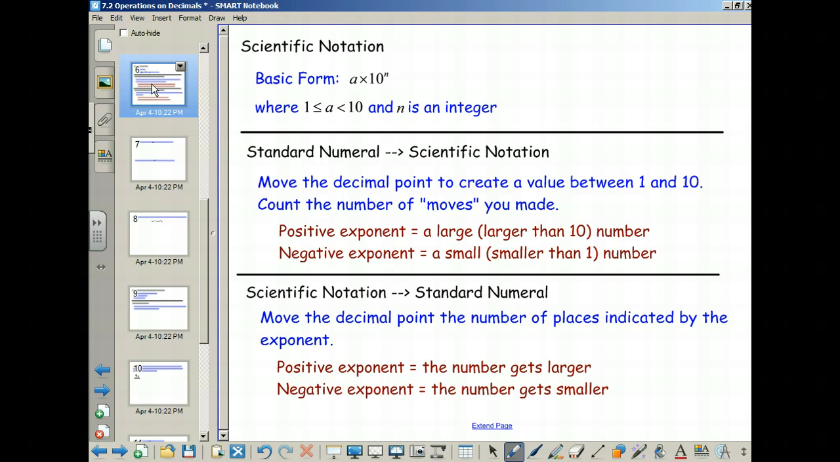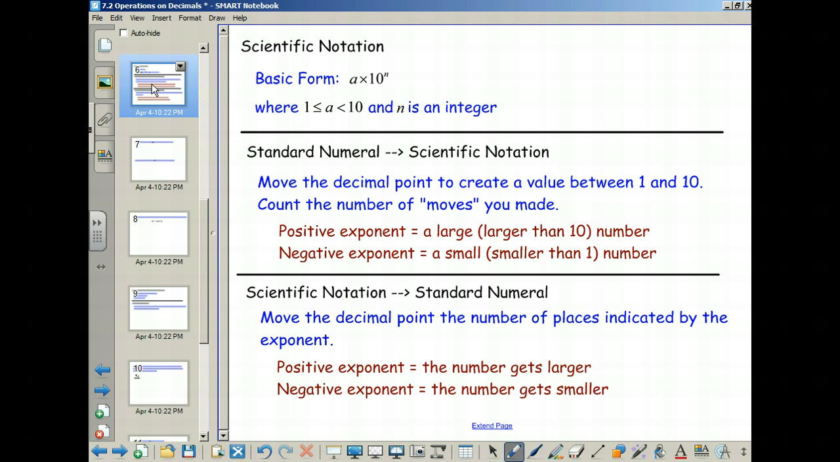How to go back and forth. So let's talk about the standard one first. We go from standard, that's our numeral, into scientific notation. Our goal is to take our number, however it is, and put a decimal point in a good spot. That decimal point needs to create a number between 1 and 10. So we put a decimal point in a very desirable location.